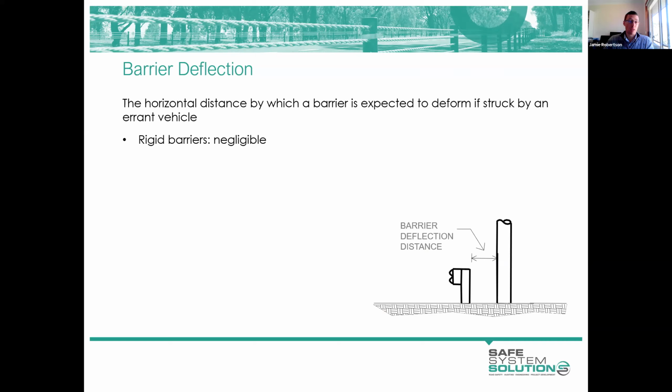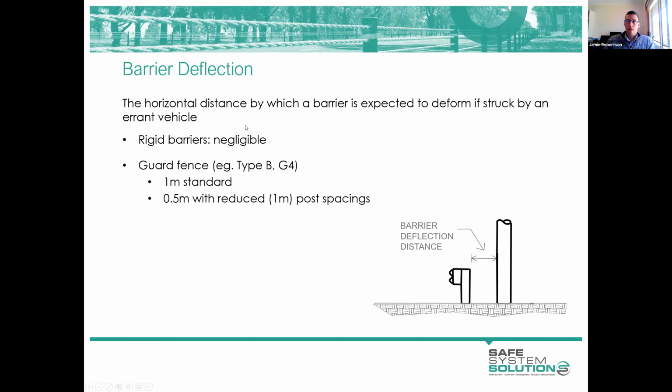We're talking for the MASH TL3, 100 kilometres per hour at a 25-degree impact angle, so it's a pretty severe impact, very high energy. In practice, most impacts are at shallower angles and involve less energy, so we're designing to that high-end energy strike. Rigid barriers don't deflect by anything or next to nothing.